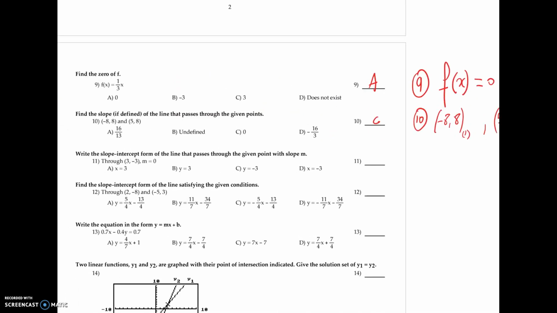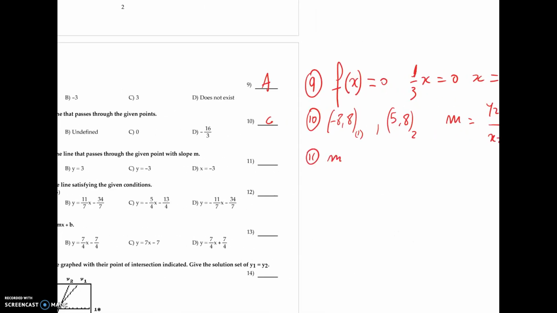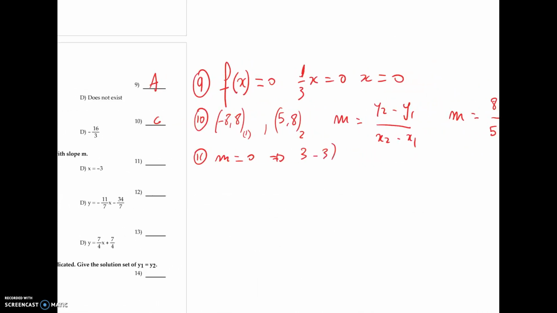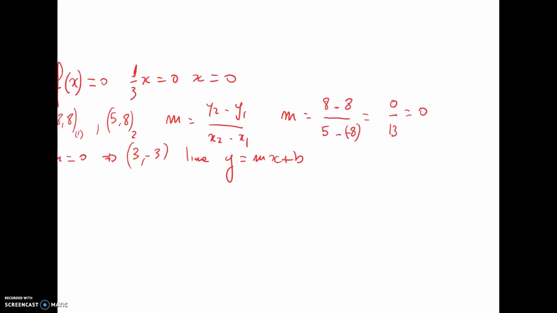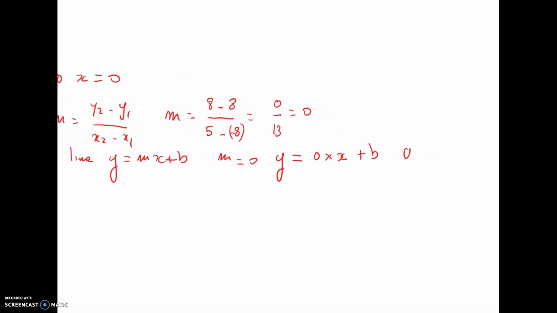The answer was C. Write the slope-intercept form of the line that passes through the given point with the slope m. Well, on problem number 11, the slope equals 0. And you know that the line with slope equals 0 is going through the point 3, negative 3. Well, if it is a line you're looking for, you know that it's going to be mx plus b. Now, because the slope is equal to 0, m being equal to 0, your expression of y is going to be 0 multiplied by x plus b, meaning that y equals b.